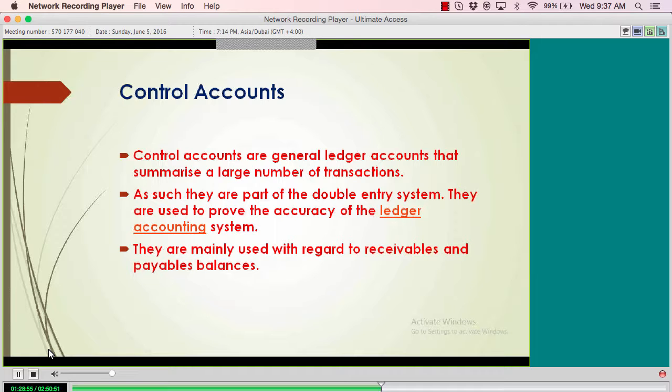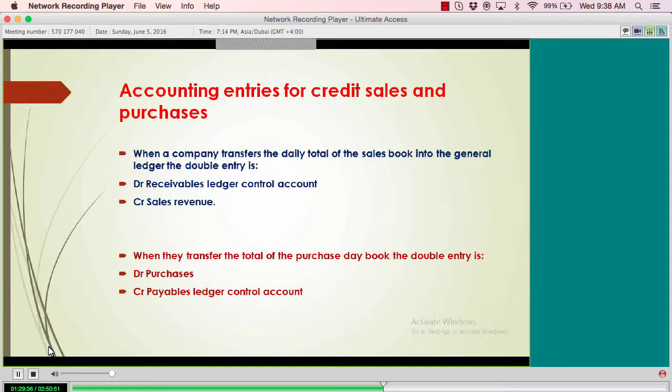So it's basically a summary of a large number of transactions. Mostly it is done for receivables and payables. I don't think I've seen it done for anything else, but it is done for receivables and payables. Rather than having individual accounts in your general ledger system, it's one account, but all the details are available in another personal account, and that account's balance is reconciled with the control account balance. So when you say 1,300,000 is your trade receivables, the individual balances in the personal accounts A, B, C, D, E, F, G, H should add up to 1,300,000.